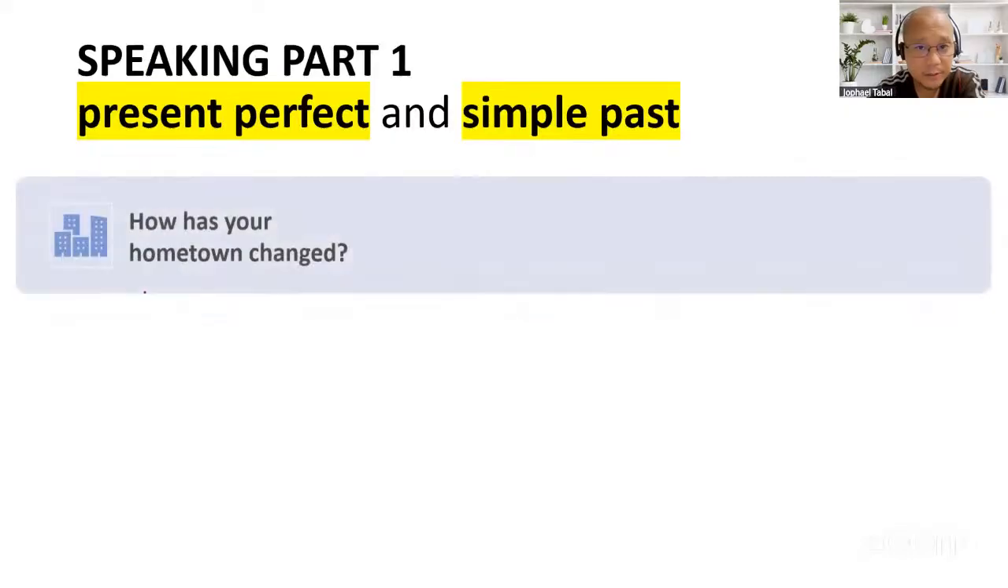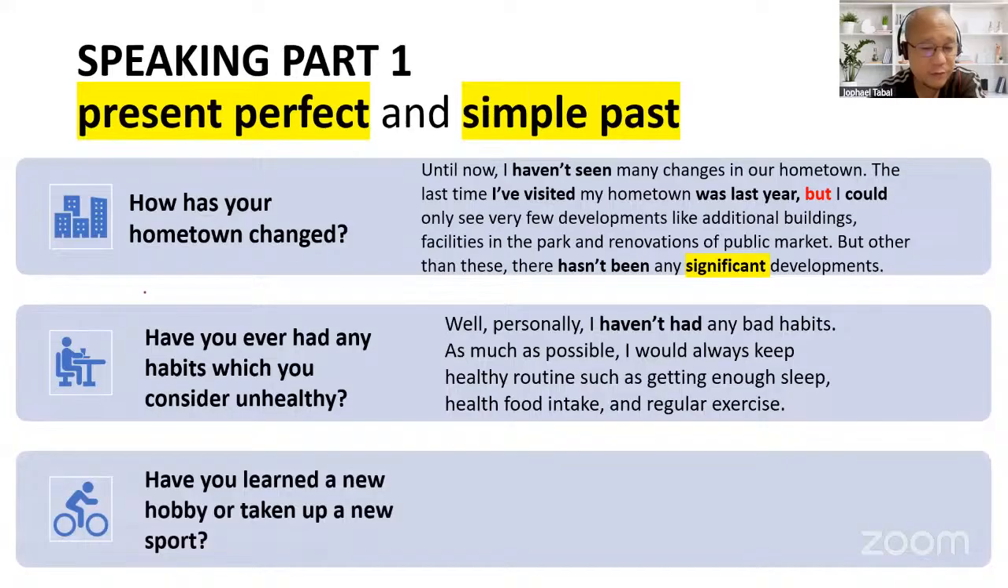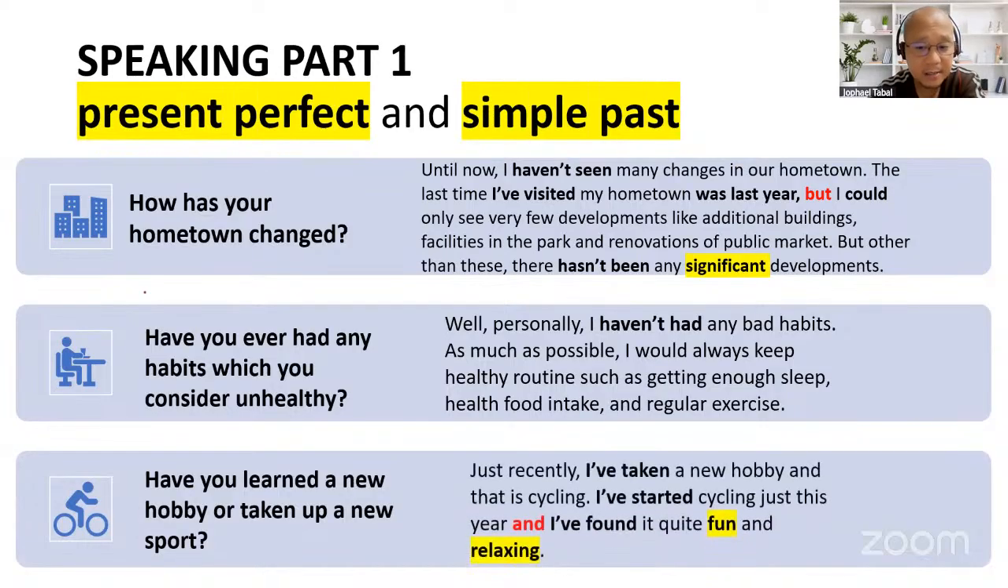And for present perfect and simple past: how has your hometown changed? Have you ever had any habits which you consider unhealthy? And have you learned a new hobby or taken up a new sport? So that's how we use present perfect.